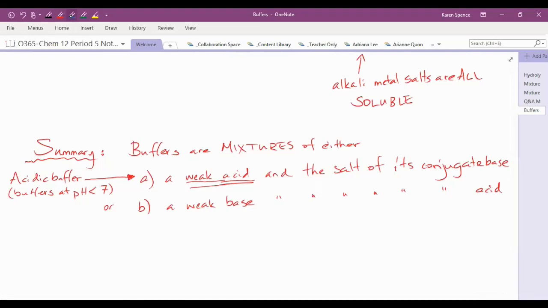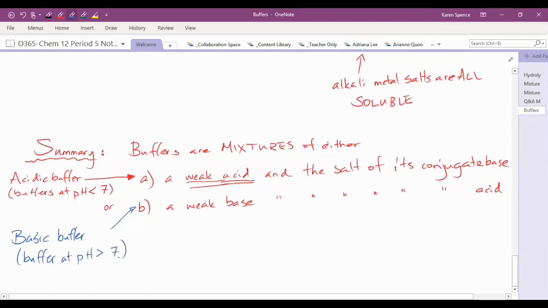If you've used a weak base and the salt of its conjugate acid, you're going to have a basic buffer. Okay, and that's going to buffer at pH greater than 7. So if you want to buffer a solution and have it stay relatively constant at pH 8 or pH 10 or pH 7.5, you're going to use a weak base and the salt of its conjugate acid.